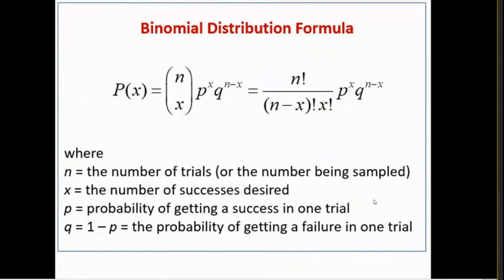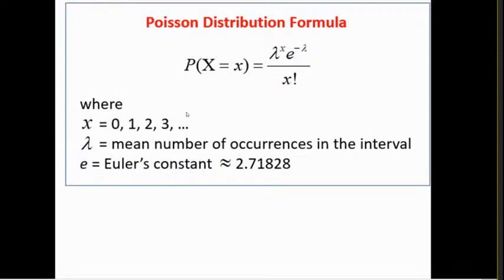Then the Poisson distribution. In this Poisson distribution, it's a very simple one. The X value they provide in the sum itself. The other, lambda, we want to calculate. This value is the mean number of occurrences in the particular interval. We want to find out the mean value. Then E is Euler's constant, which is 2.71, a constant value. We substitute this E. P equal to lambda power X, E power minus lambda, by X factorial.